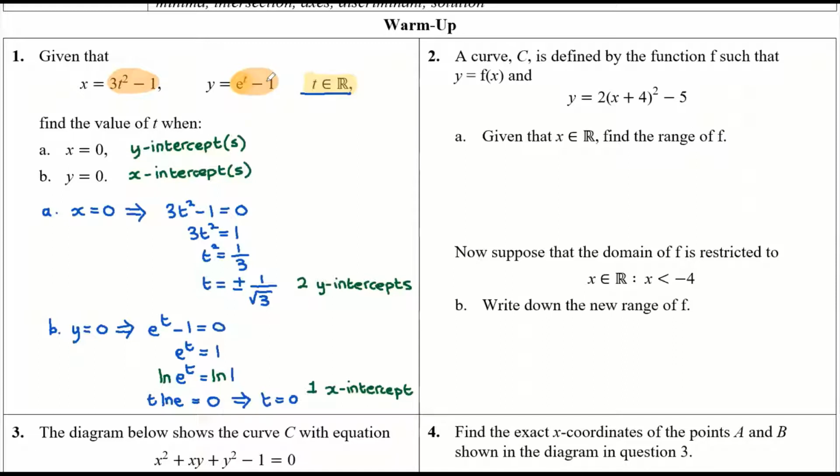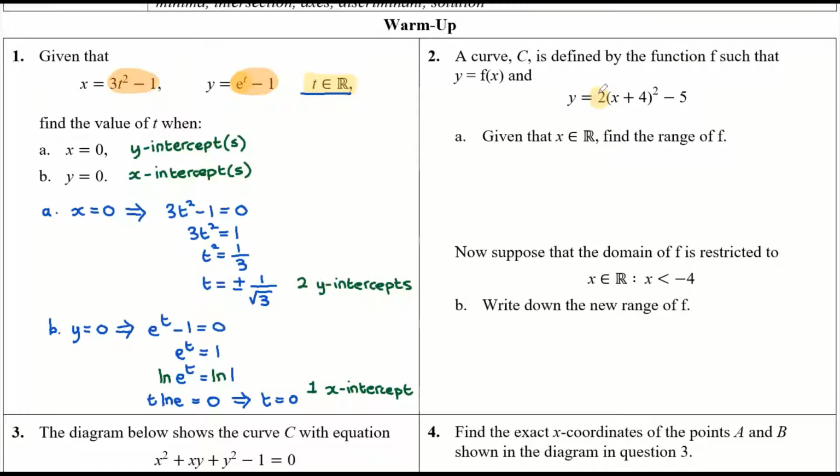Okay, moving on to question 2, we have a curve C defined by the function f, and this function f is a quadratic. Now, there's plenty of information locked in this form of a quadratic. This is in completed squared form, so I can look at that and determine several things. The 2 at the front is a scaling. So it's not going to cause us too much issue, even though it makes it a little bit harder to work with under normal circumstances.